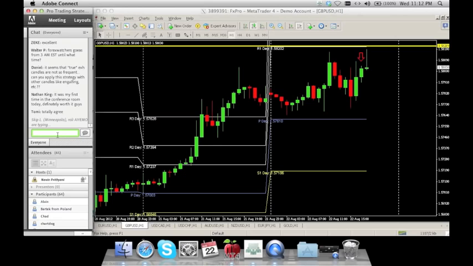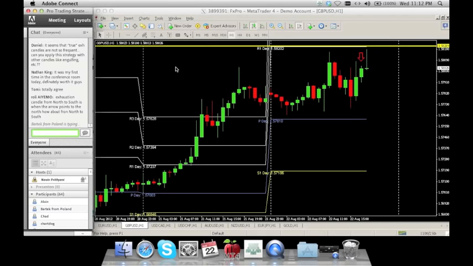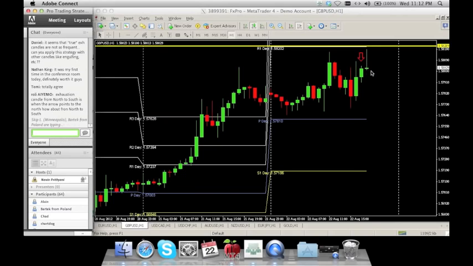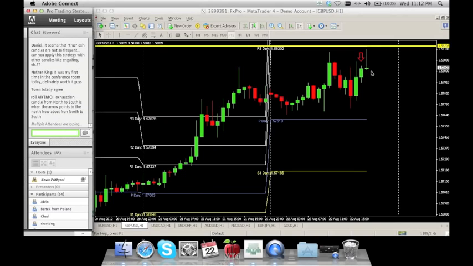Daniel, it seems that true exhaustion candles are not so frequent. Yes, they are. In fact, take a look at Pound. Pound just might become an exhaustion candle. This current trade right here, we went long, we made money from it. There's a chance for us to make money for a short now. Let's wait and see what happens.